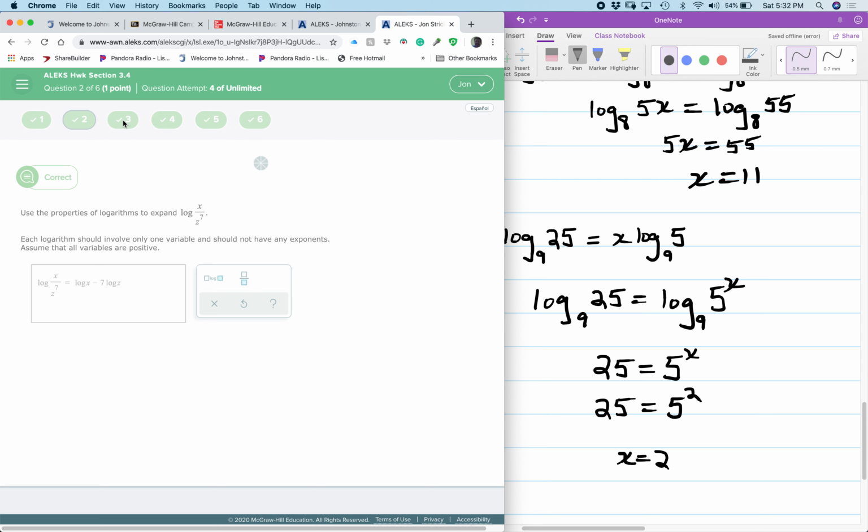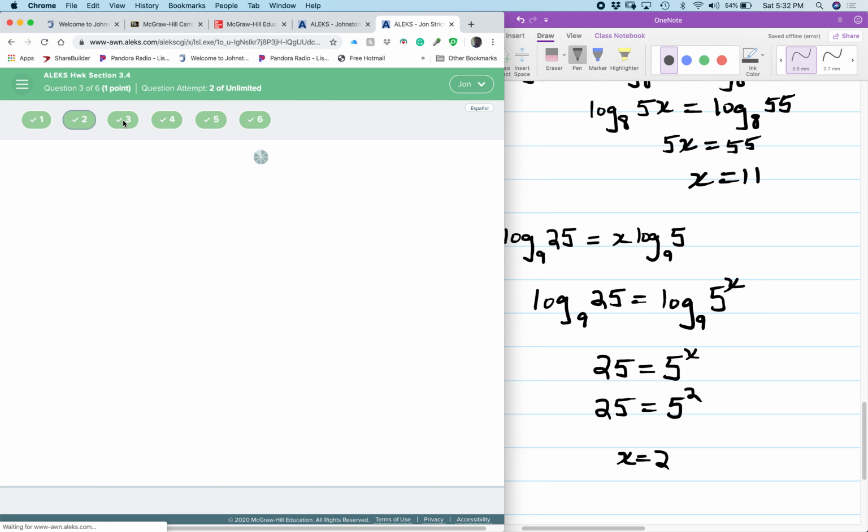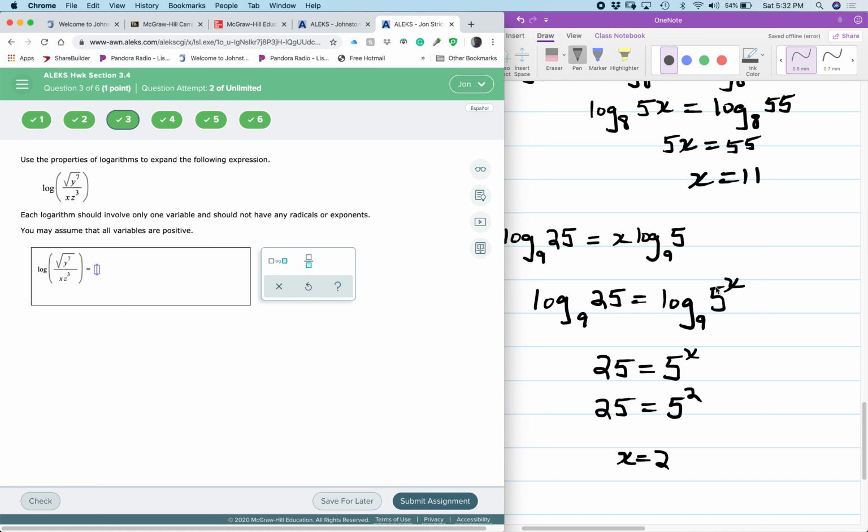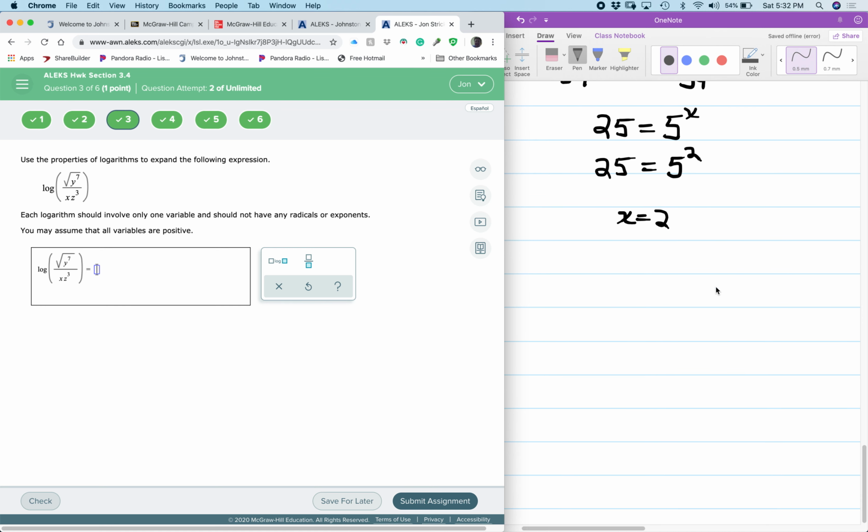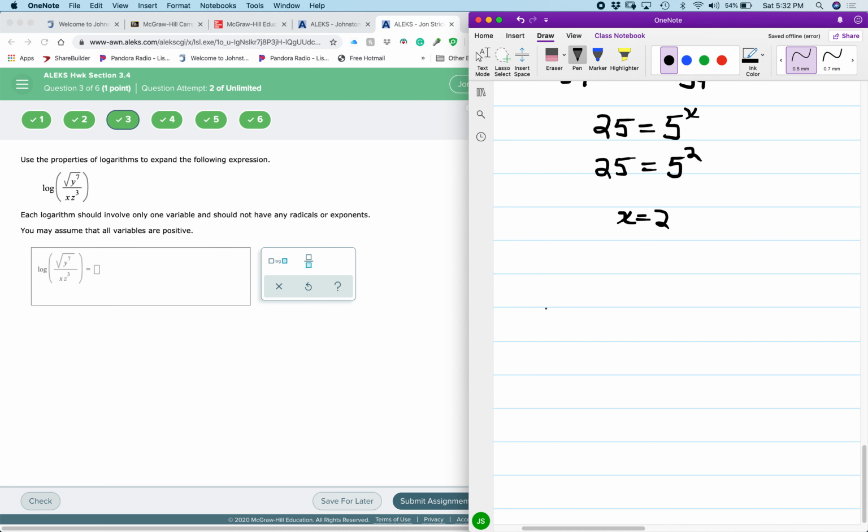Now for the third problem, we're looking at expanding expressions. You have the logarithm of the square root of y to the 7th all over x times z to the 3rd. I can just rewrite what I have here: the square root of y to the 7th is y to the 7 halves.